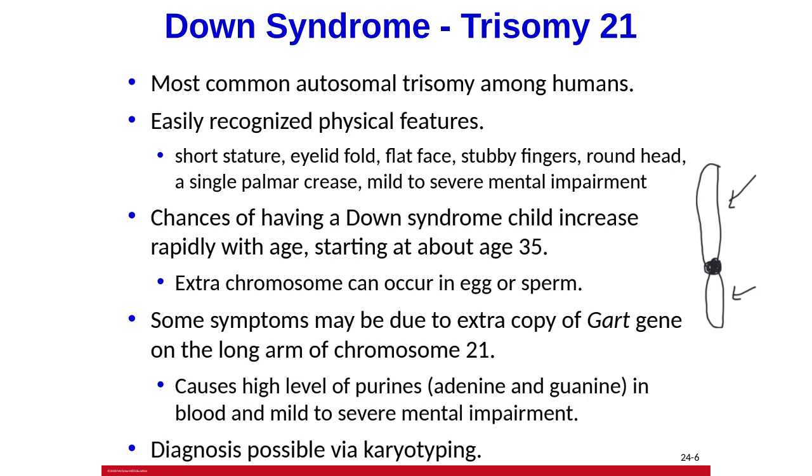It causes a high level of purines. Purines are nitrogenous bases such as adenine and guanine. So it causes high levels of these purines in the blood, and this seems to lead to mild to severe mental impairment. Diagnosis of Down syndrome is possible via karyotyping, which I discussed. So you could do it when the fetus is developing.